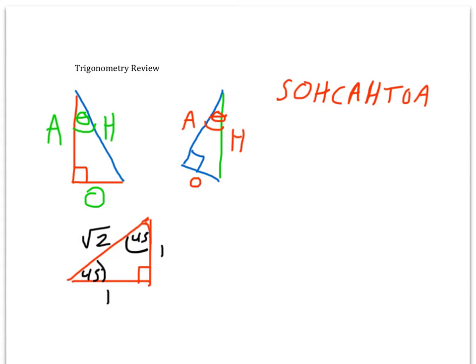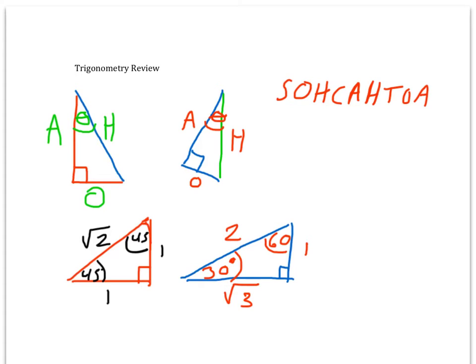Another one, let's choose that color. This is pretty common. This is one of my favorites. Here's your right angle, and this is 30 degrees, which makes that 60. And so for this one, this is 1, that's 2, and this would be the square root of 3.